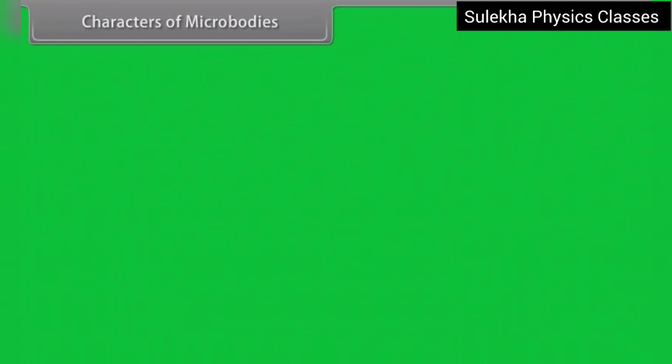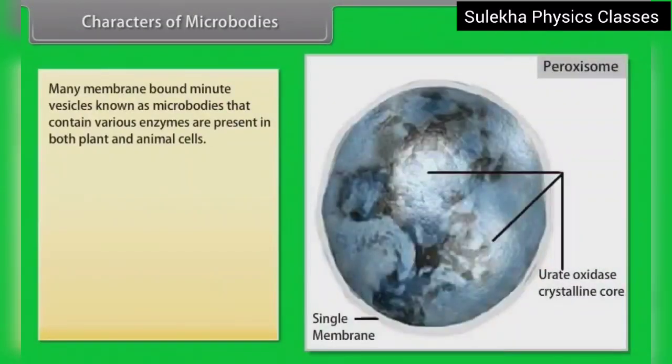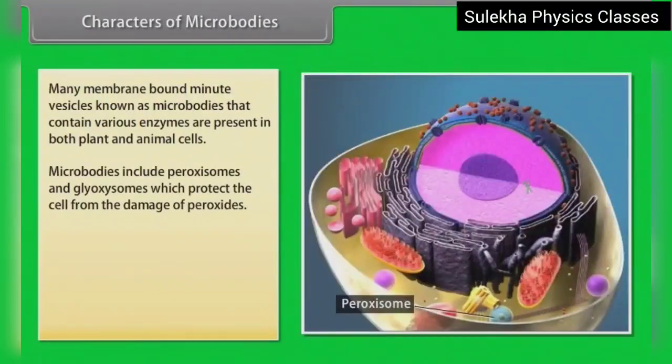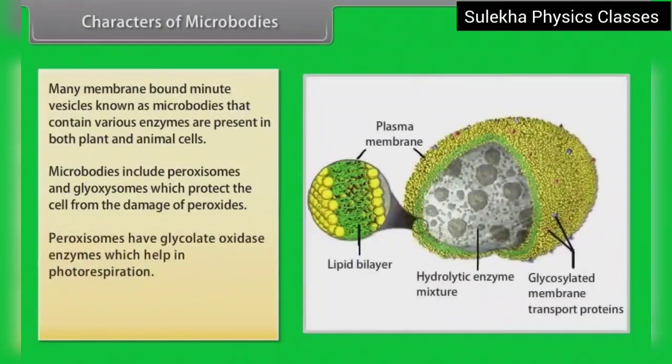Characters of microbodies. Many membrane-bound minute vesicles, known as microbodies, that contain various enzymes are present in both plant and animal cells. Microbodies include peroxisomes and glyoxysomes, which protect the cell from the damage of peroxides. Peroxisomes have glycolate oxidase enzyme, which helps in photorespiration. Spherosomes synthesize and store fat.